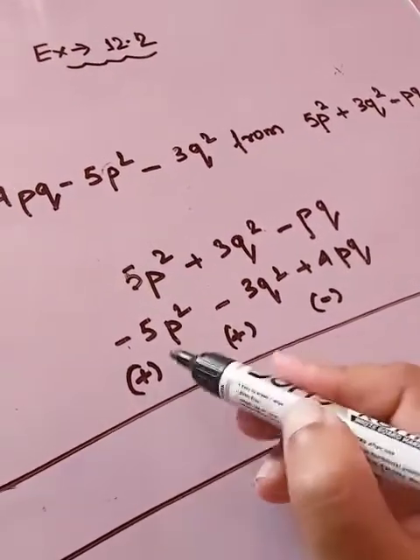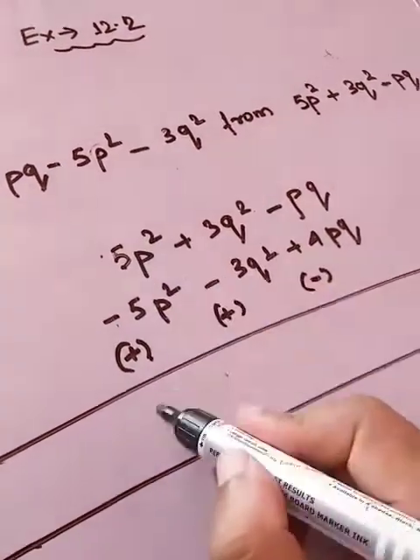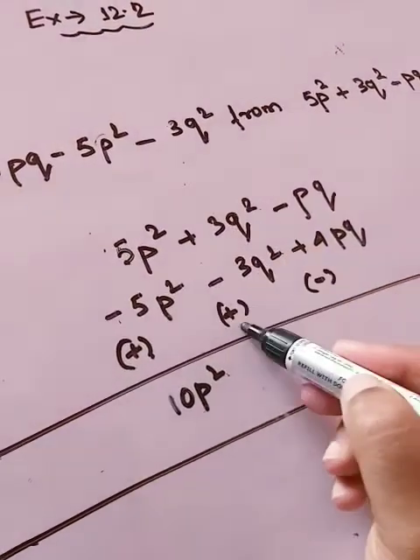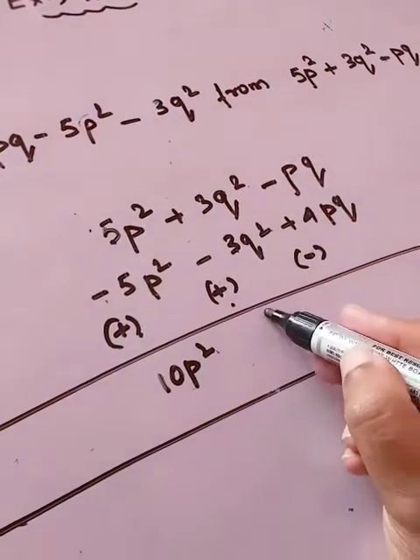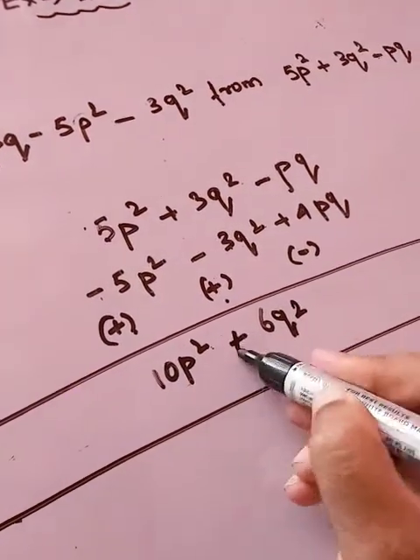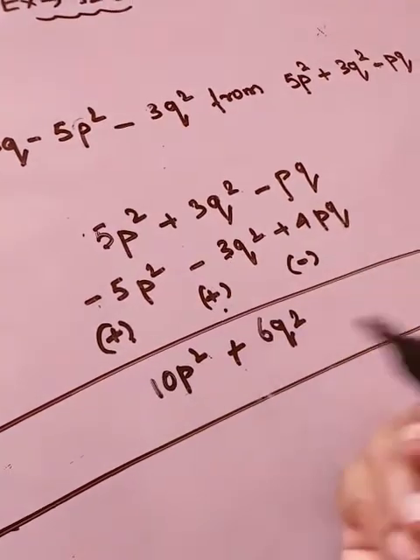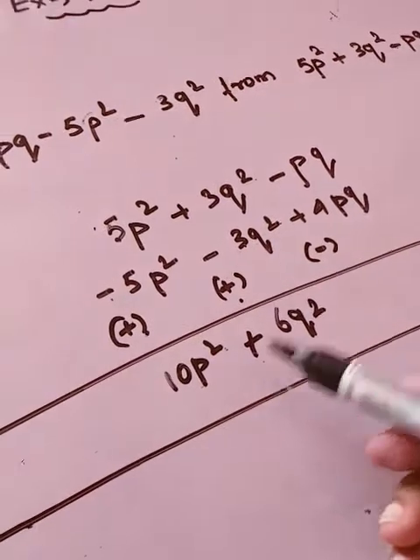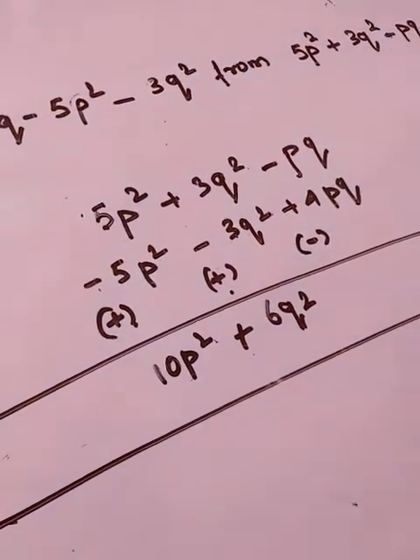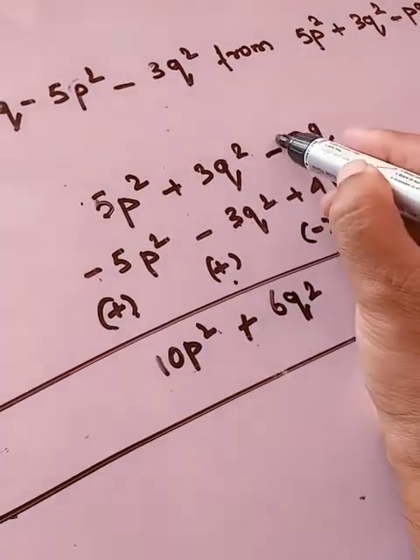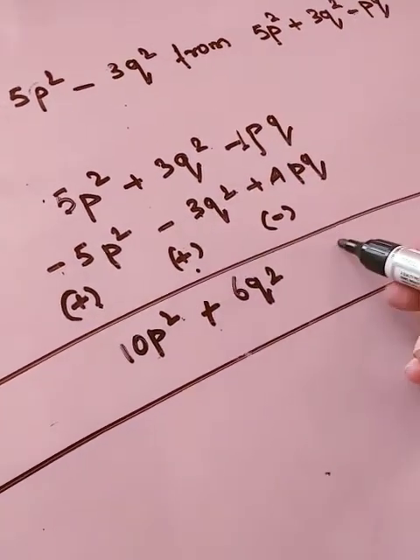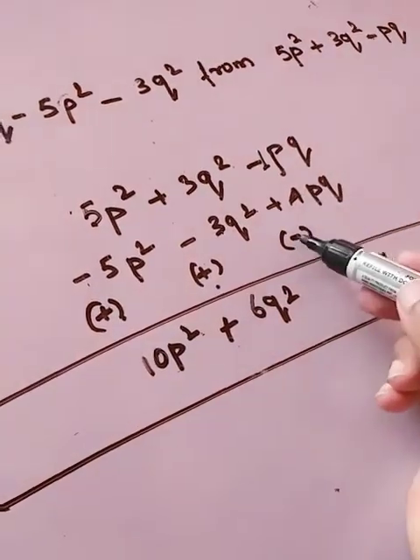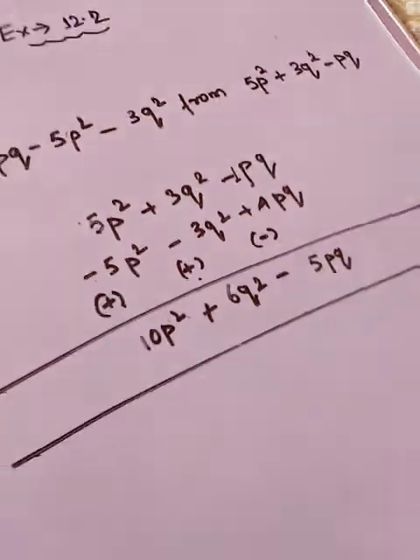Now just the plain calculation, plus plus is plus, 5 plus 5 is 10P square. Okay, now plus plus is plus, so 3 plus 3 is 6Q square. So we'll put the plus sign out here because both the numbers are equal and both are carrying the plus sign. Minus minus is plus, so this particular variable is carrying 1 as a coefficient, so 4 plus 1 is 5PQ. Now which number is greater? 4. 4 is carrying what sign? Minus, so we'll put the minus sign.